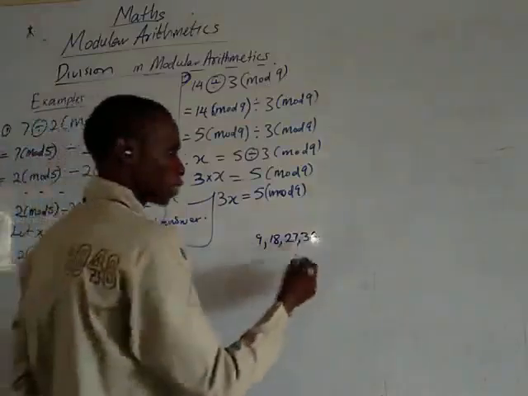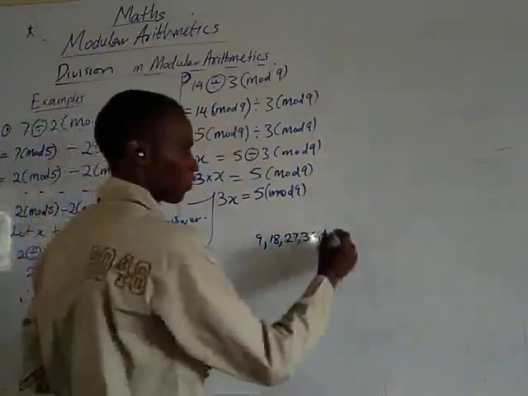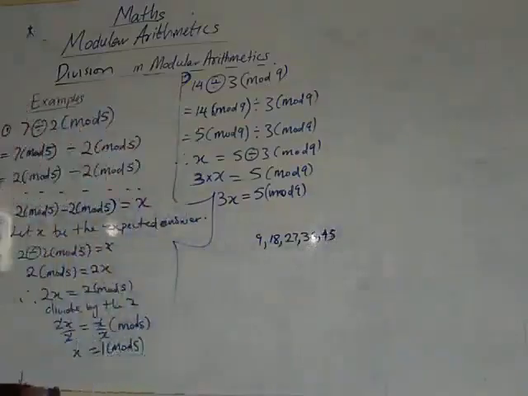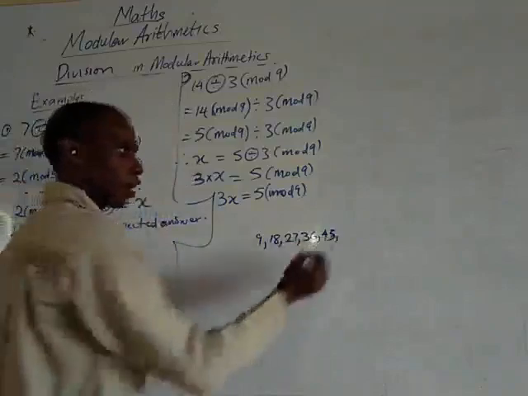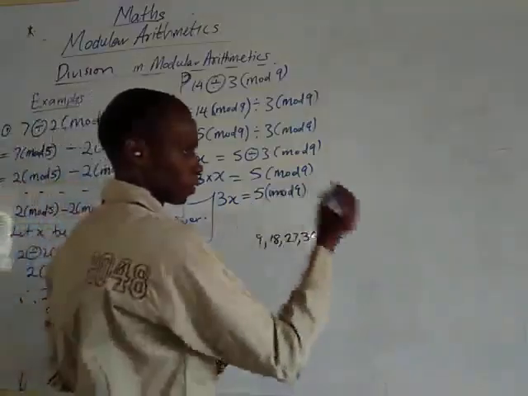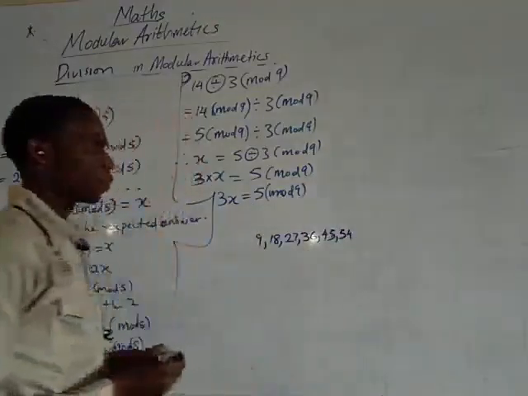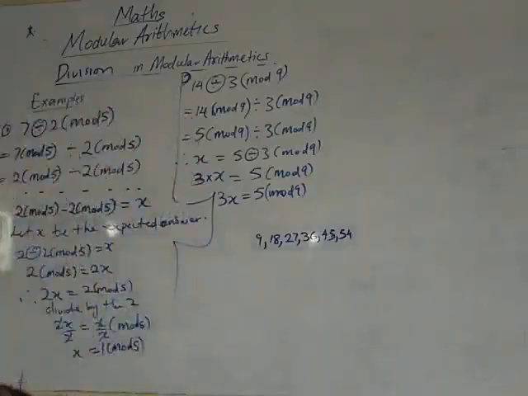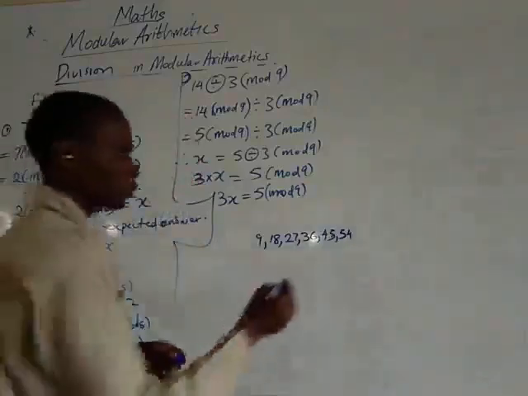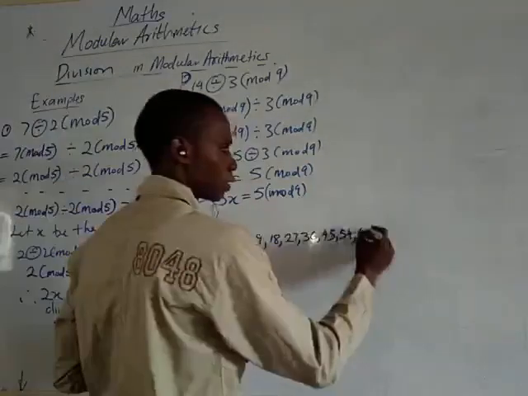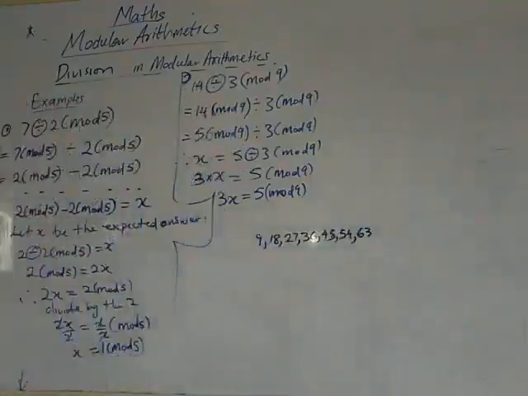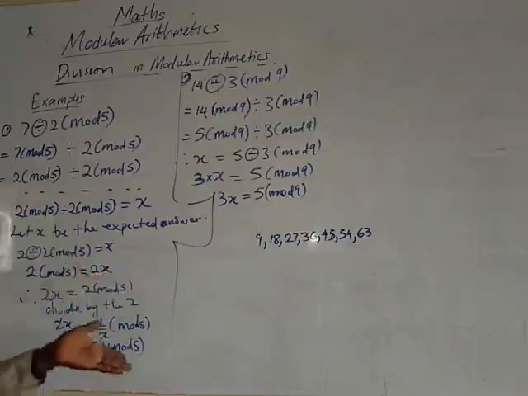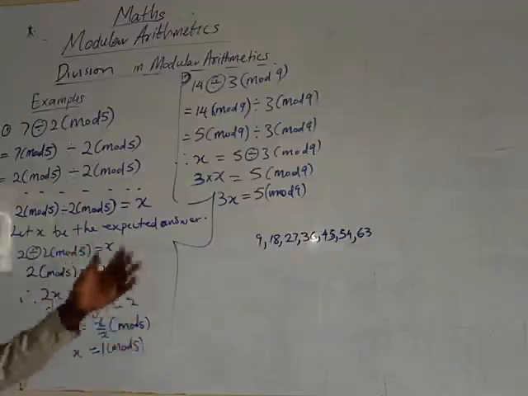Another multiple, the next multiple there will be 45. 45 plus 5 will be 50, not divisible by 3. The next multiple there will be 54. 54 plus 5 will be 59. Is that divisible by 3? No. What's the next multiple there? That will be 63. 63 plus 5 will be 68. Will 68 be divisible by 3? Let's see. 6 to 3, not divisible.